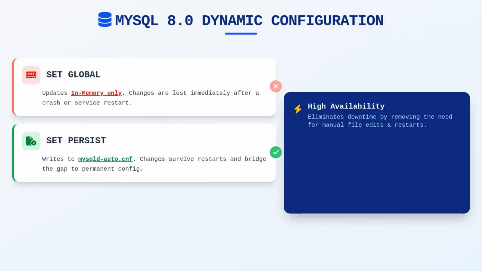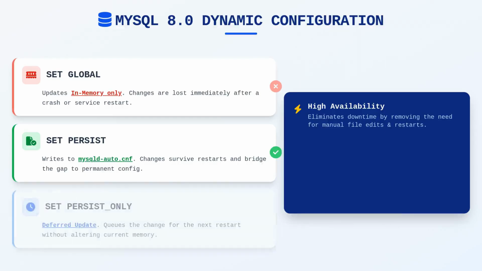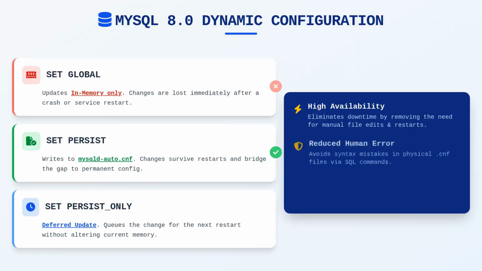This approach is superior for high availability systems where you cannot afford long downtime, as it bridges the gap between ad hoc memory tuning and permanent configuration file updates. There's also a SET PERSIST_ONLY option, which is useful when you want to queue a configuration change that should only apply after the next restart, rather than altering the current memory state immediately. Using these commands wisely reduces the need for manual file editing and minimizes the risk of human error during configuration updates.